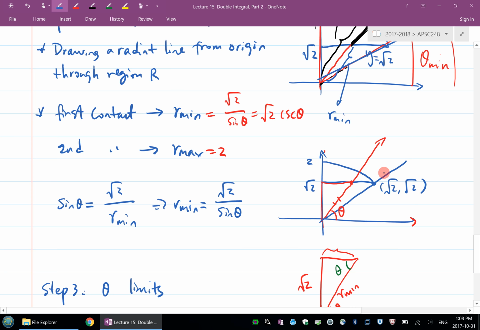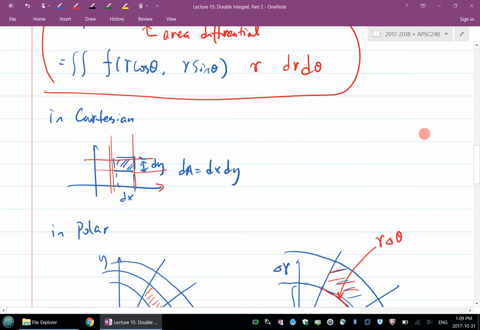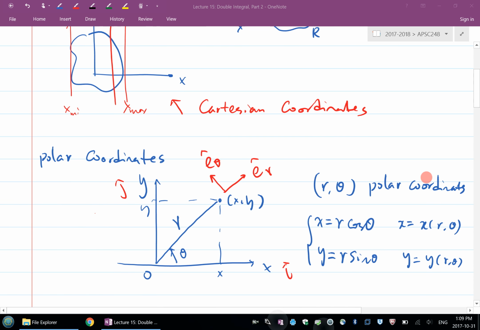For x squared plus y squared equals 4, when you say r squared equals 4, how do you know that r is 2 and not negative 2? Very good point. The whole point of polar coordinates in defining r is to make sure that r is always a positive number. Because r is defined as the distance from the origin to any point in the space, so it's always positive.